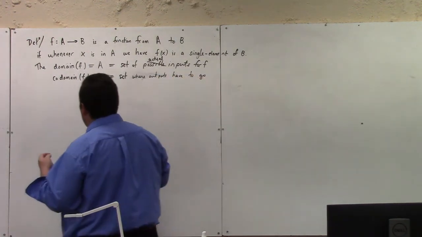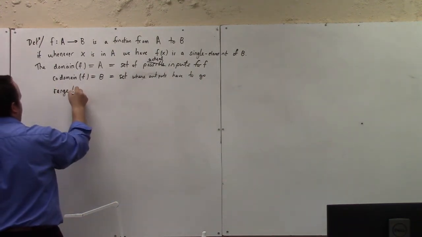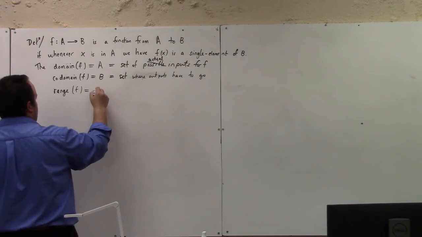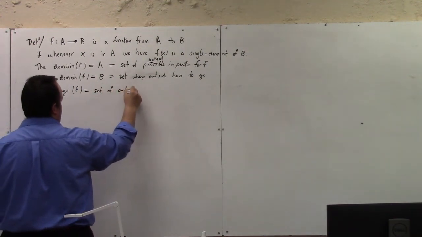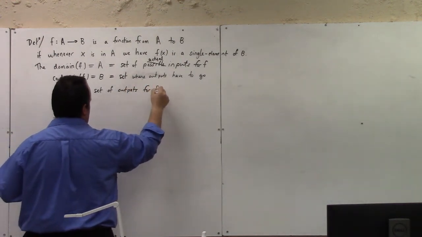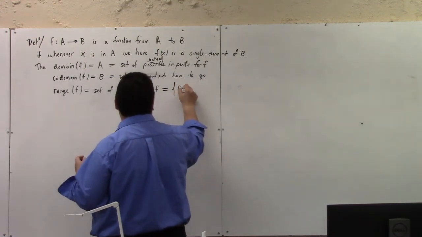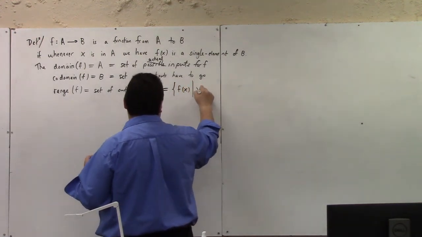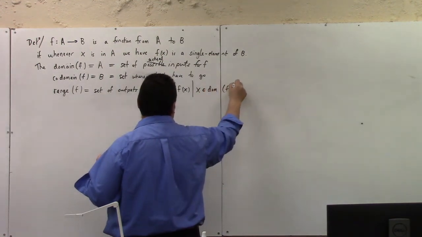In contrast, the range of f is probably what you're thinking of. This is equal to the set of outputs for f. To be more precise, the range is f of x such that x is in the domain of the function.